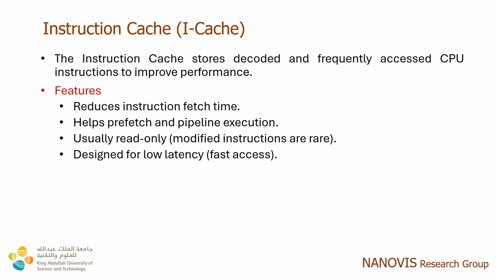The instruction cache is responsible for storing and decoding frequently accessed instructions to improve performance. The key features of the instruction cache include: it reduces fetch time, it helps prefetch and pipeline the execution, and another key feature is that it is read only. We cannot write except in some exceptional cases, but usually it is read only, and it is designed for fast access.